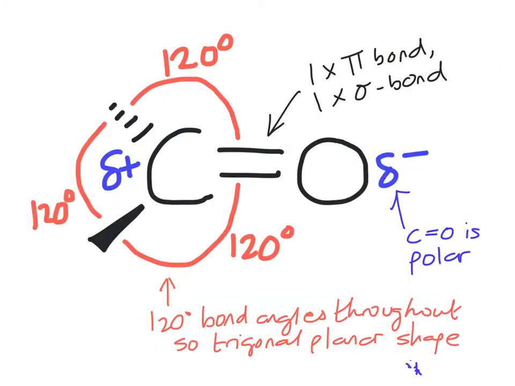So we end up with a trigonal planar setup, carbon double bonded to oxygen, formed by 1 sigma bond and 1 pi bond. The carbon and oxygen bond is polar, and you have 120 degrees around the carbon atom, 120 degree bond angles.